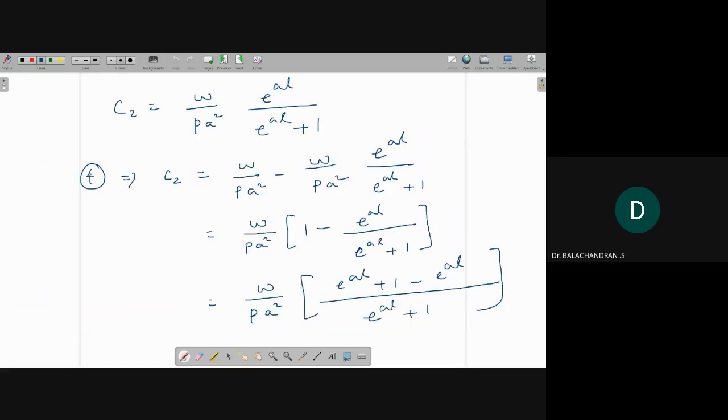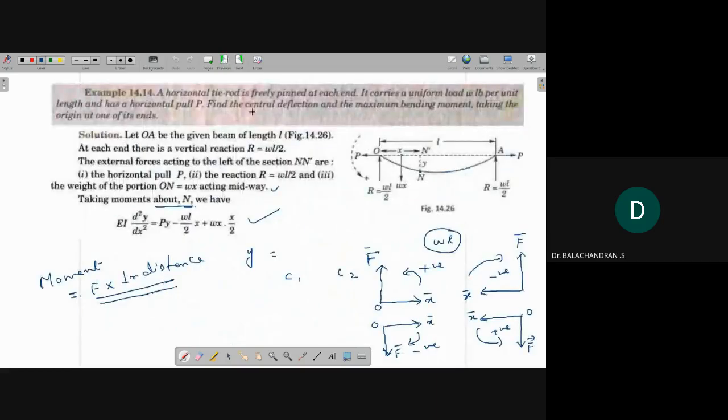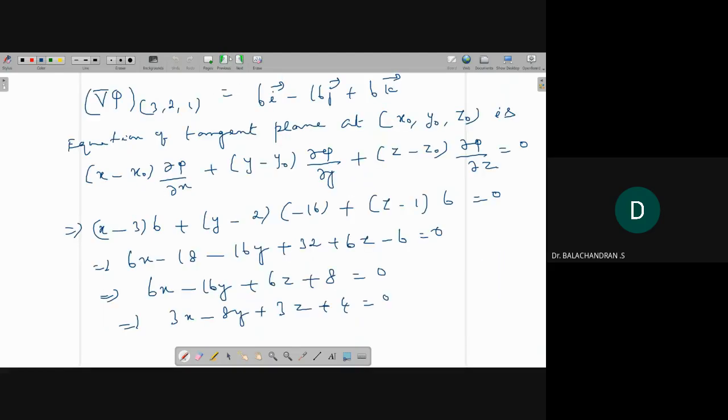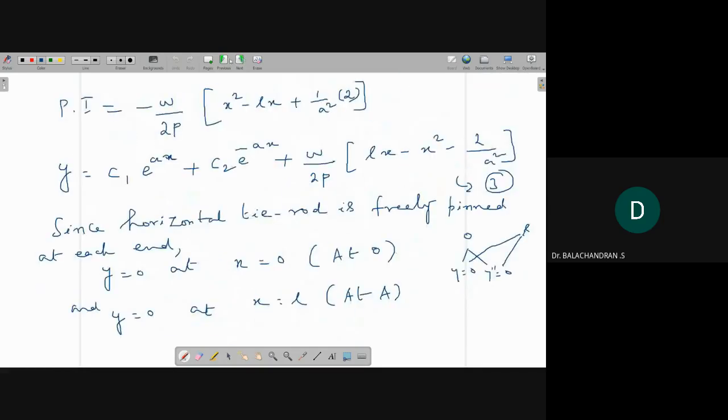One more thing, they are asking the question, what is central deflection? We got it. Next, we should find the maximum bending moment. So please tell how to calculate the maximum bending moment. d squared y by dx squared. Okay, so you should take a derivative, dy by dx. But here there is one more option.